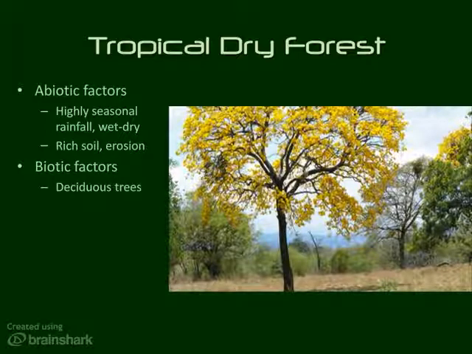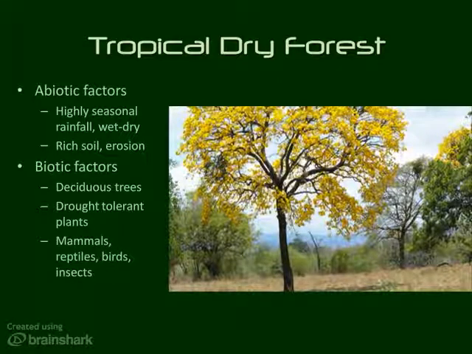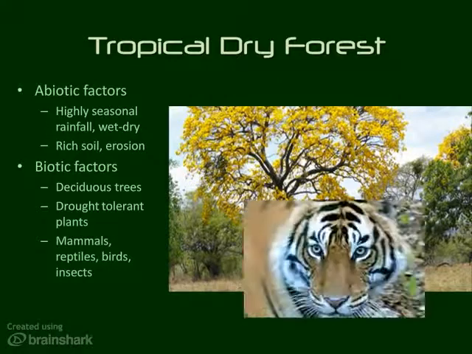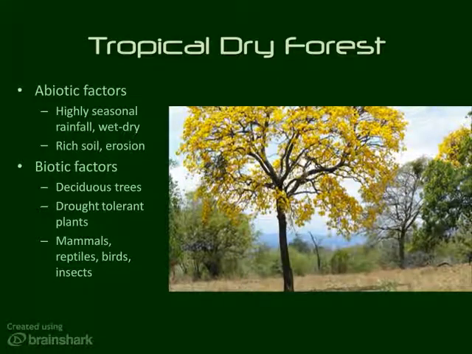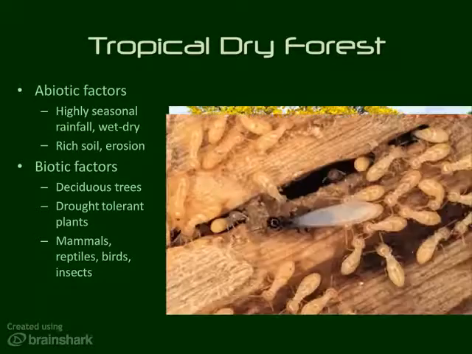Why do you think they do that? Think about what is needed for photosynthesis. Water. The trees are very drought tolerant, and if there's no water, they really can't do much photosynthesis, so they shed their leaves until there's water. There's also a large number of mammals found in the dry forest. Deer and tigers, birds like the hornbill, snakes and lizards, and insects including termites can be found in these forests.